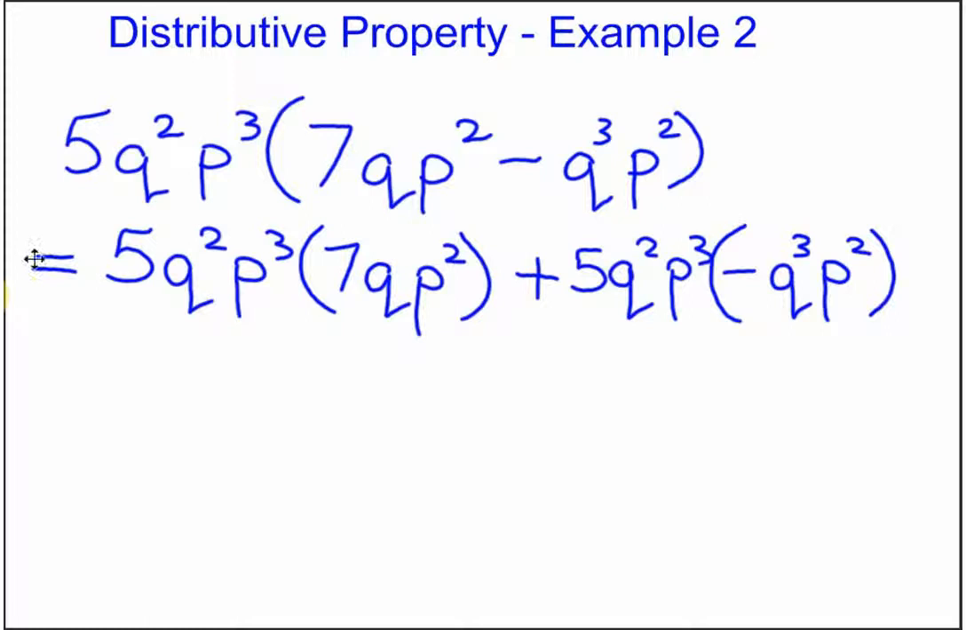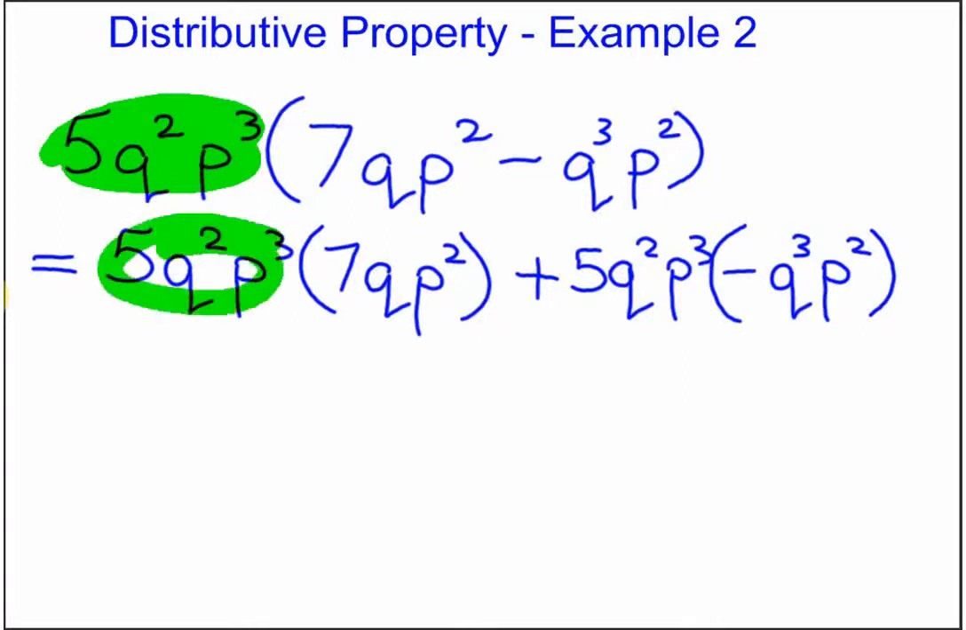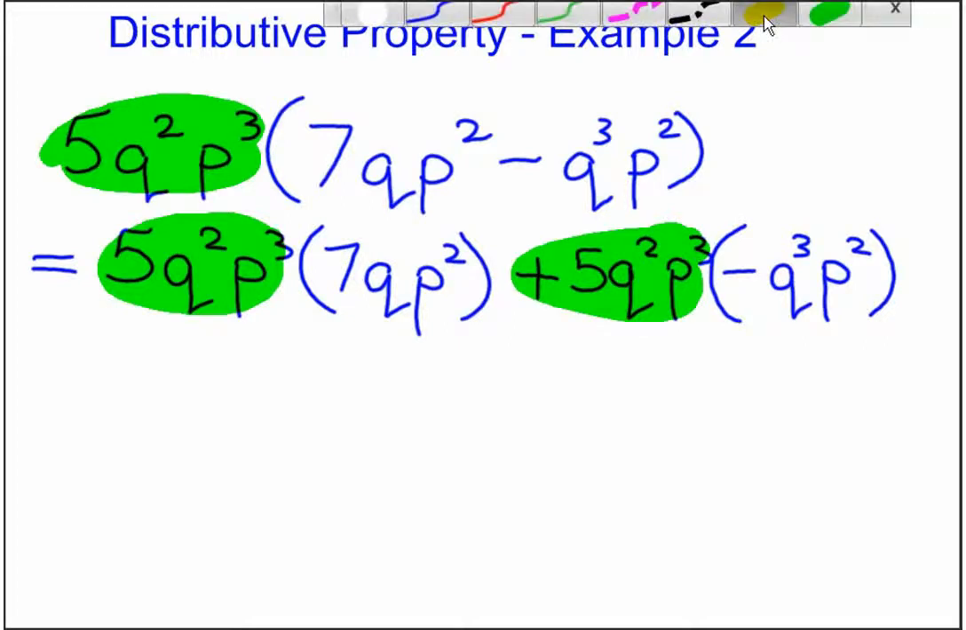Quick review about the signs. Because this is a positive 5q squared p cubed, it must be positive here and here. The reason for the plus sign is because we need to separate our multiplying. If we don't put that plus sign in there, it's now just a big blob of multiplying, and that's not what it's supposed to say.